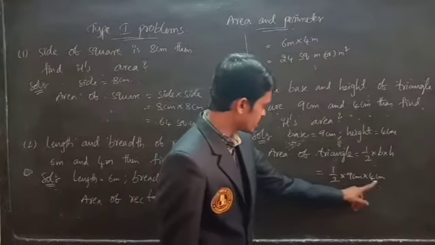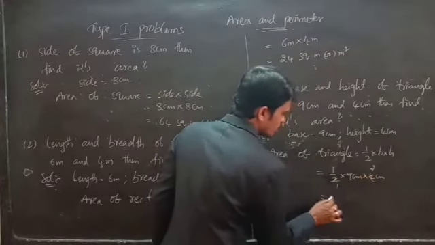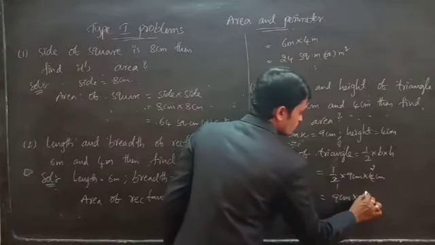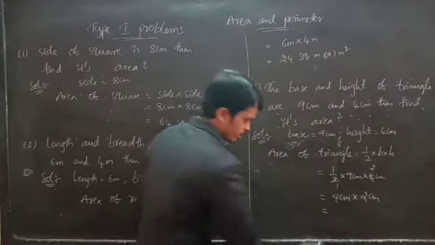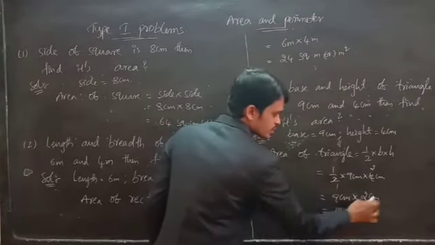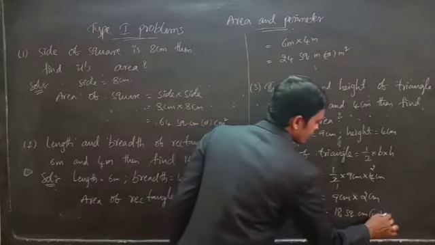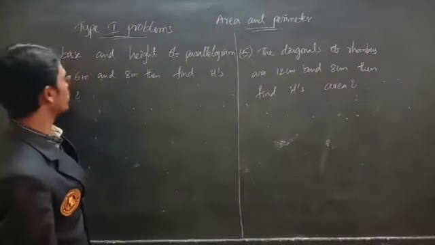So here, can we cancel this? Yes, we can cancel this. 2 ones are 2, 2 twos are 4. So remaining is 9 centimeters into 2 centimeters. Then 9 twos are 18 centimeters into centimeters, square centimeters or centimeter square. Now, fourth problem.